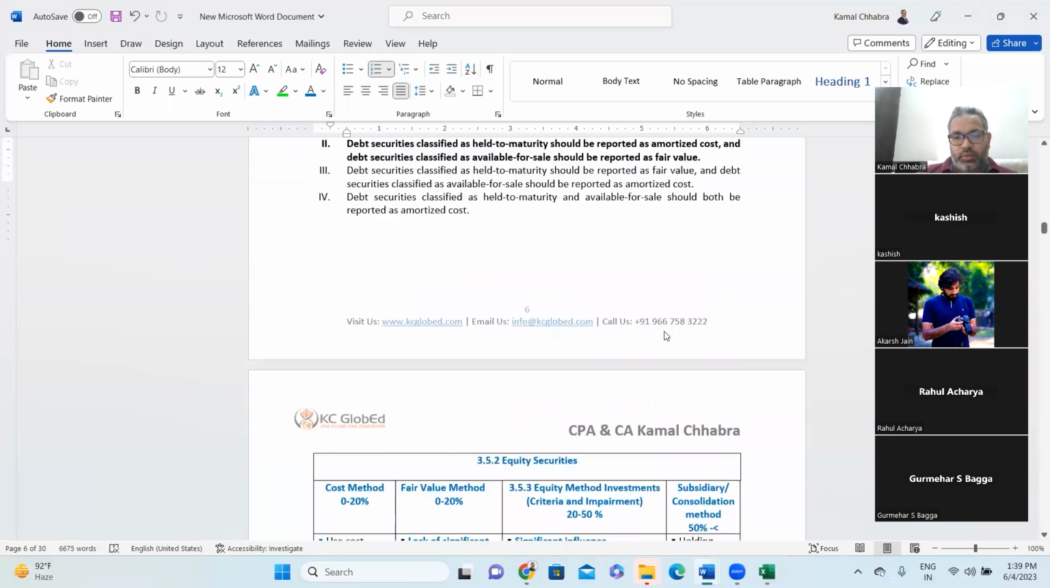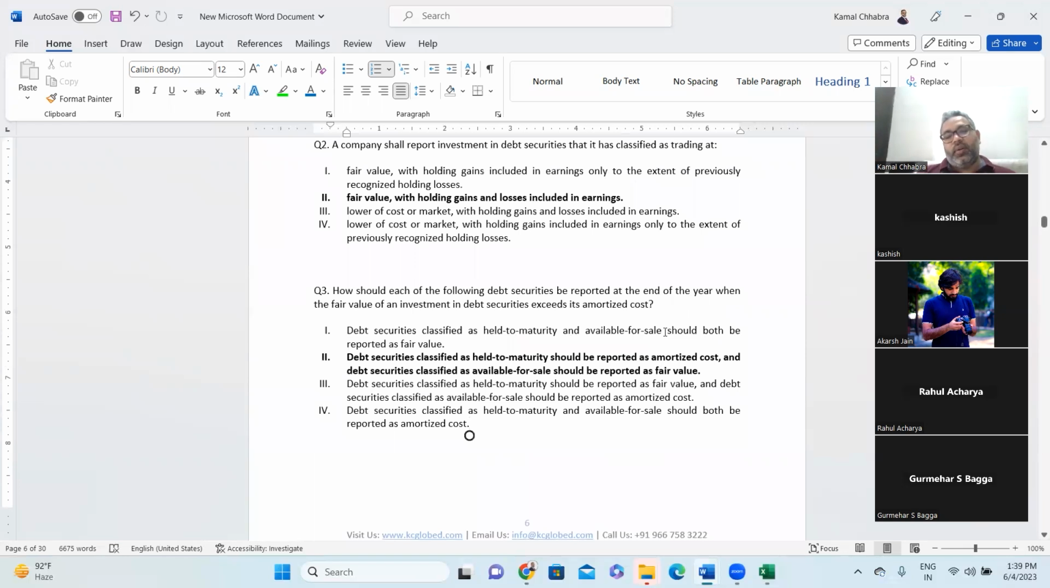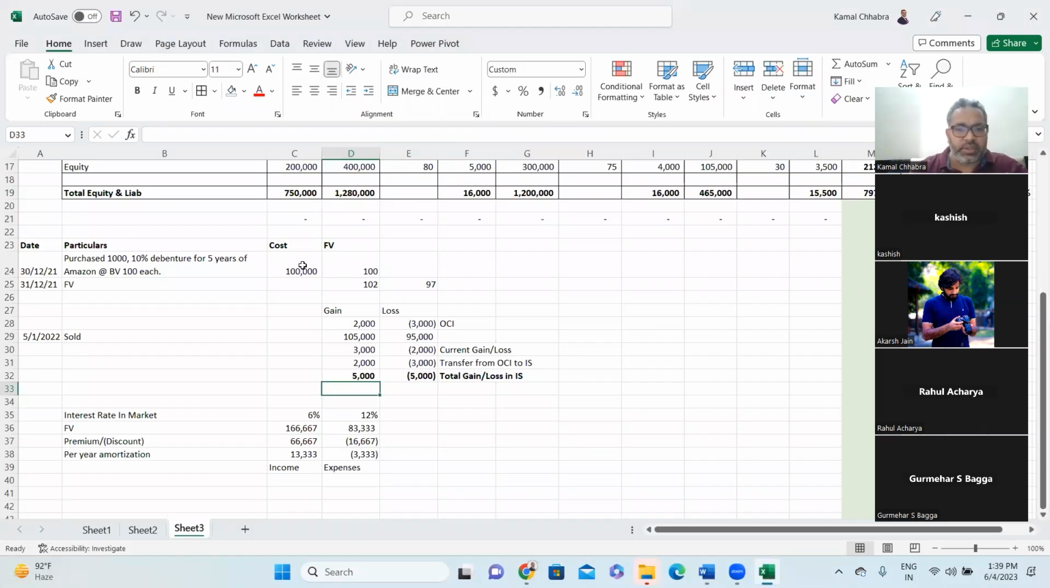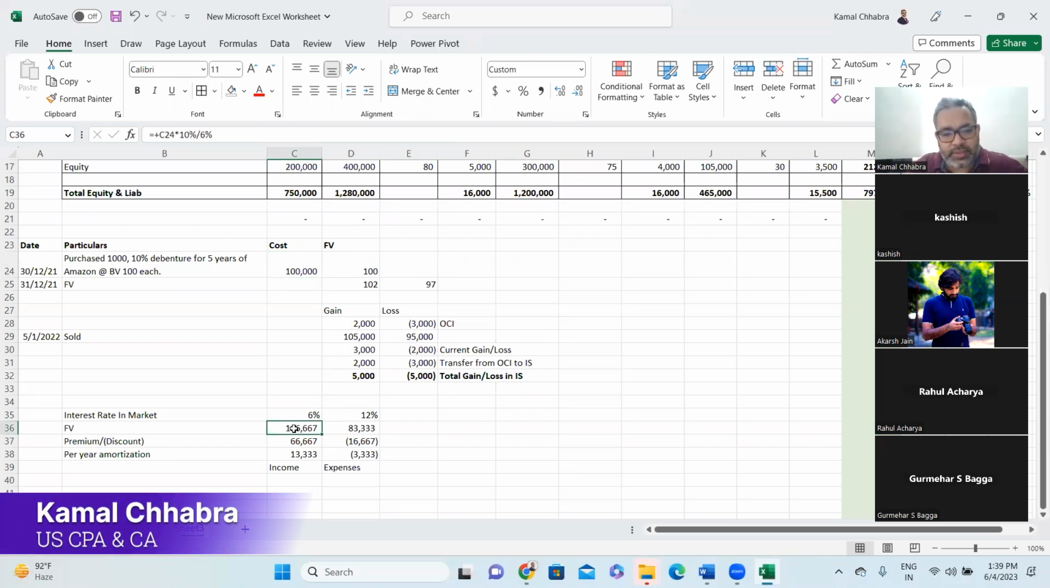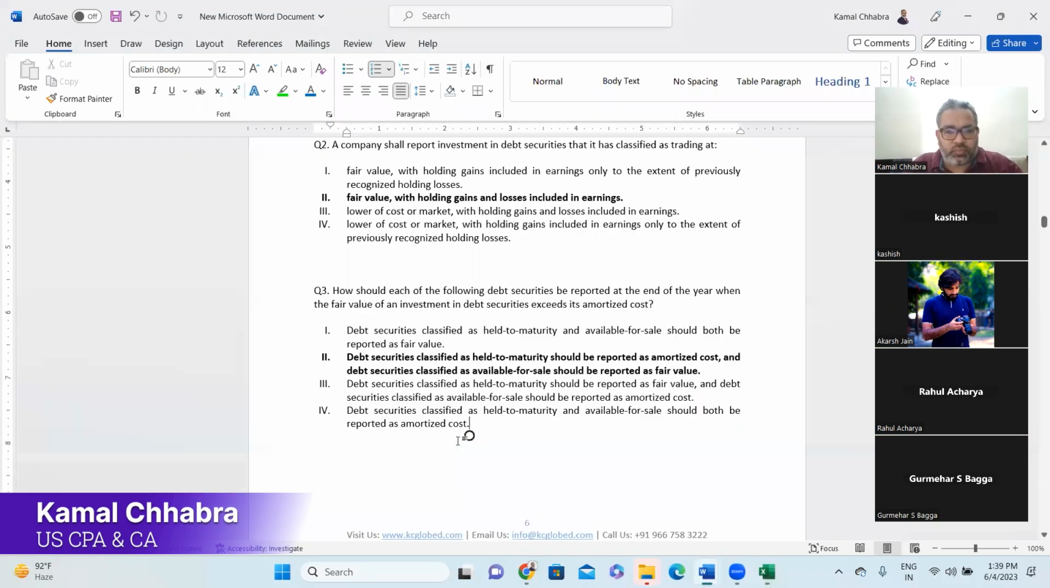Sir, fair value and amortized cost are not the same. No, fair value is generally the market value. Amortized cost is the cost at which you have purchased. Like in this example, this $100,000 is the amortized cost at which you purchased, and this is the fair value. Okay. Sir, can you show the example once again? The one-minute example? Yes, this is the question.